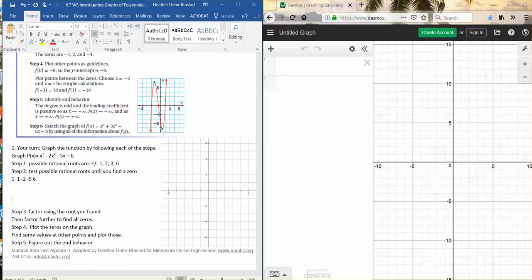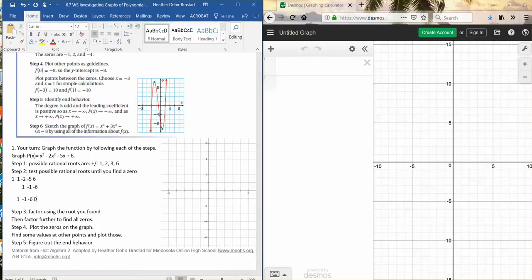So the 1 is going to drop down, the first one. And then I go 1 times 1, and that's 1, and I put that under the next number. And then I add negative 2 plus 1 is negative 1. And then I multiply back. Negative 1 times 1 is negative 1. And then negative 5 plus negative 1 is negative 6. And negative 6 times 1 is negative 6. Oh, this is nice. And 6 plus negative 6 is 0.